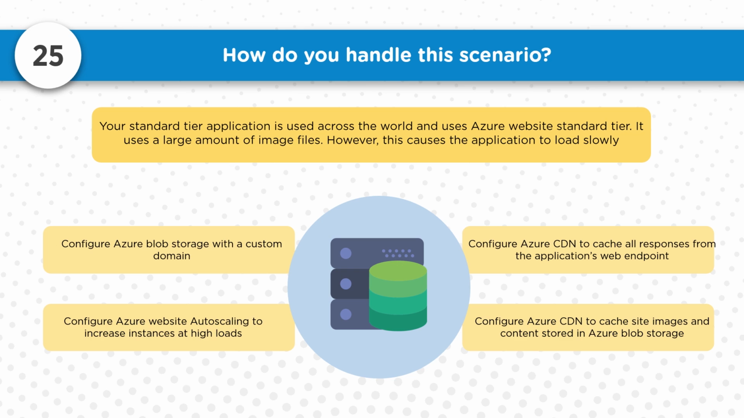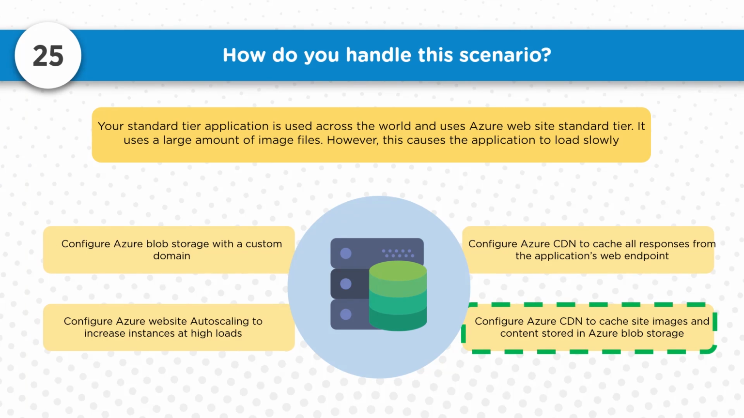Let's look at the last option. Configure Azure CDN to cache site images and content stored in Azure Blob Storage. Absolutely correct. So here we will have to redesign the application to store the pictures, which are high quality, with lazy loading, or slow loading, because of the high quality and bigger size. So store them in CDN, and let the content be stored in Azure Blob Storage. That's the right way of designing the application, and if we do it, this application is going to run faster, or respond faster to the users.